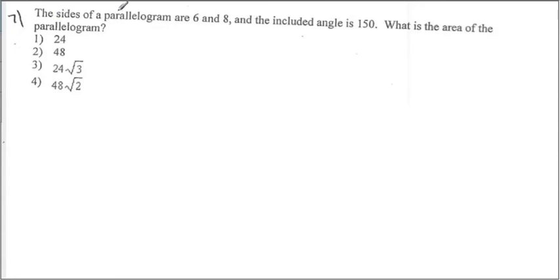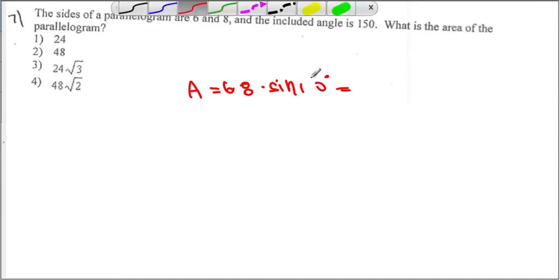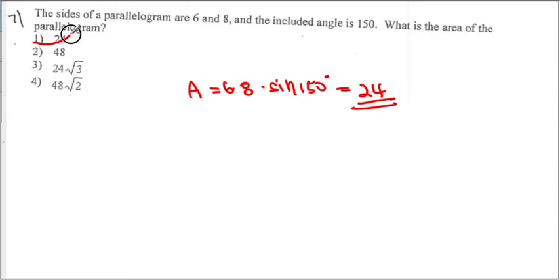Here, the sides of the parallelogram are 6 and 8, and the angle included is 150. Same idea. Area is 6 times 8 times sine of 150. So then, once you calculate this one, this becomes 24. Choice A becomes our answer.